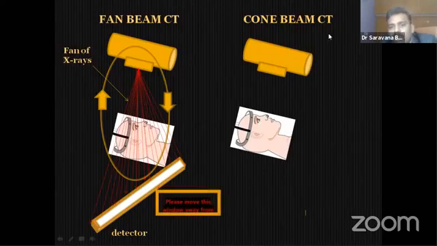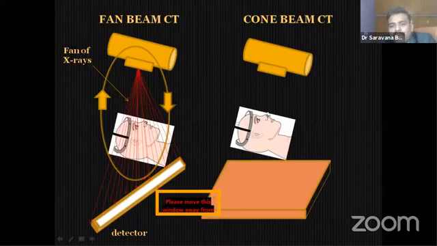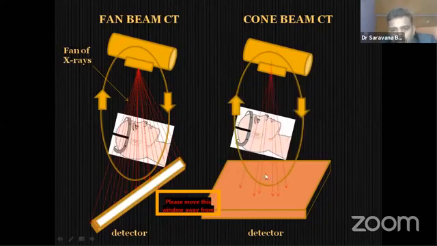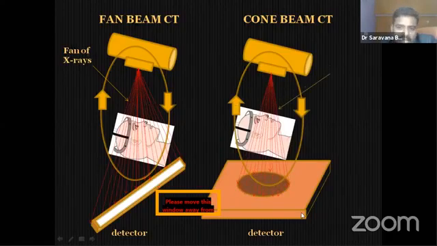Okay. In cone beam CT, look at the size of the detector. That is a large flat panel detector. One 360-degree rotation captures the complete whole data. That's all. This is the principle-wise difference.